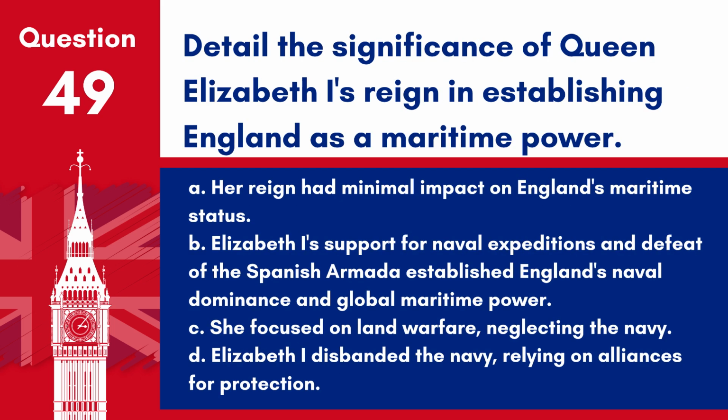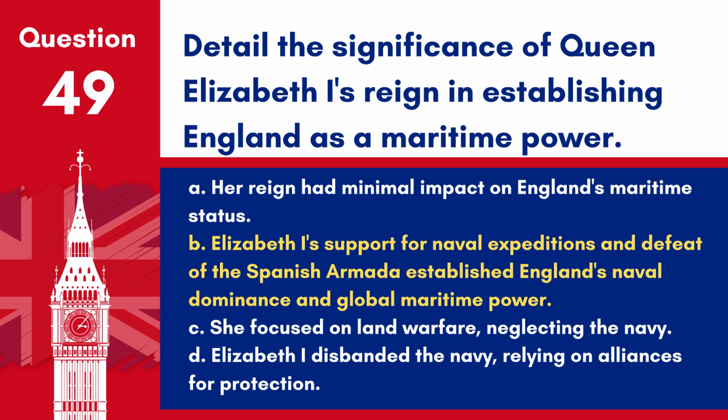Question 49. Detail the significance of Queen Elizabeth I's reign in establishing England as a maritime power. A. Her reign had minimal impact on England's maritime status. B. Elizabeth I's support for naval expeditions and defeat of the Spanish Armada established England's naval dominance and global maritime power. C. She focused on land warfare, neglecting the navy. D. Elizabeth I disbanded the navy, relying on alliances for protection.